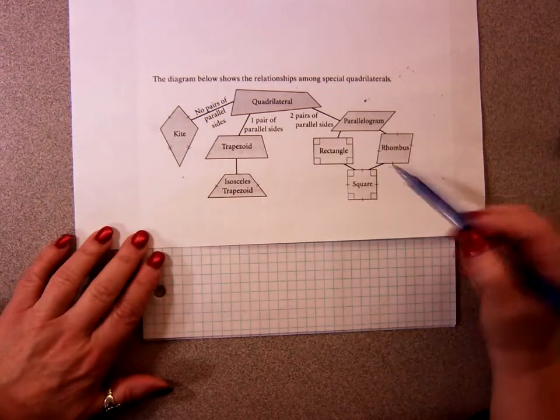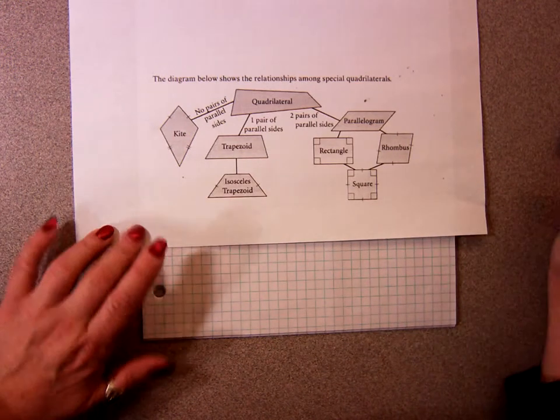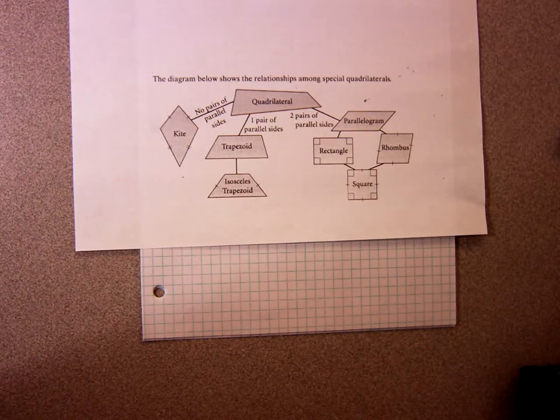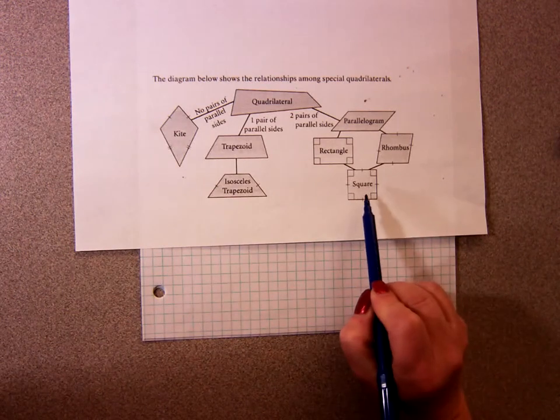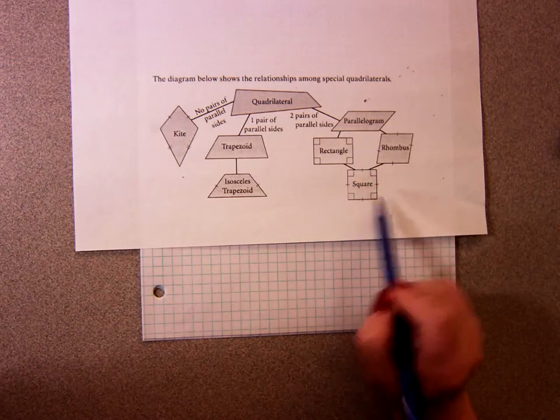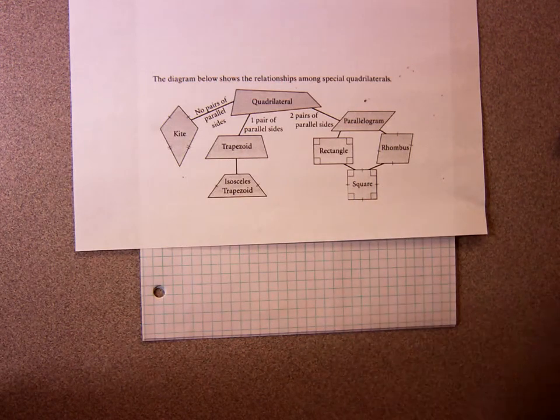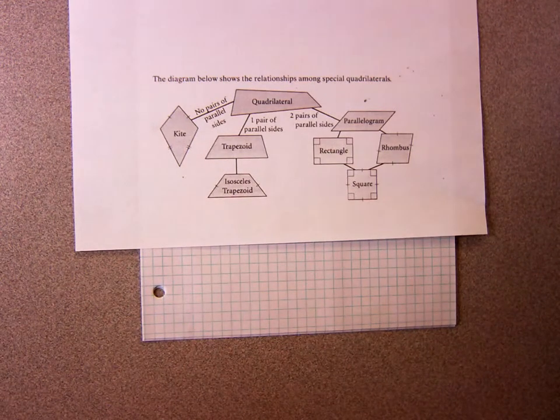So tell me, what is the difference between a rhombus and a square? Someone? Correct. I just mentioned it. A square is a rhombus with 4 right angles. And the difference between a rectangle and a square? Good. A square is a rectangle with 4 congruent sides.